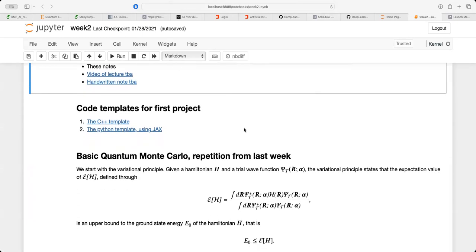Now, during the lectures, we will discuss a little bit more about the basics. So this is the first thing, a repetition from last week. And then I want to link to you the C++ template in case you want to write everything in C++, which many plan to do. But there is a similar template in Python, which uses JAX, which allows you to vectorize and parallelize Python codes.